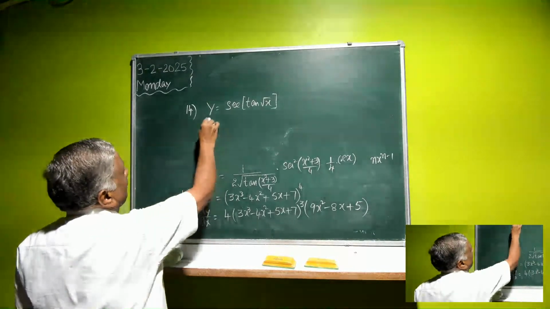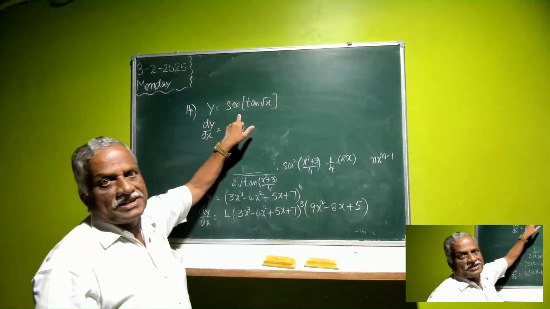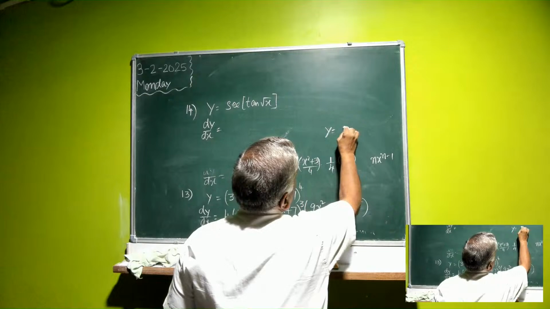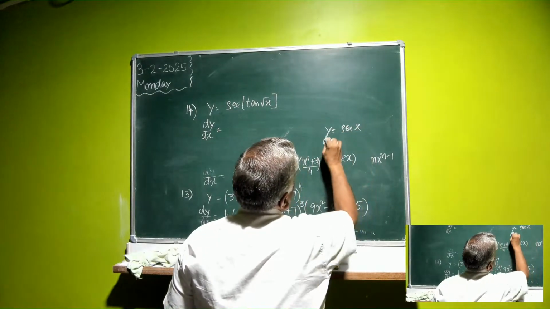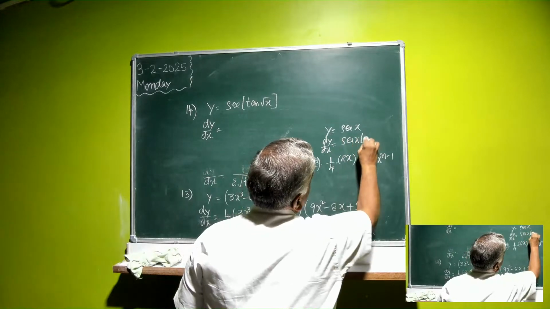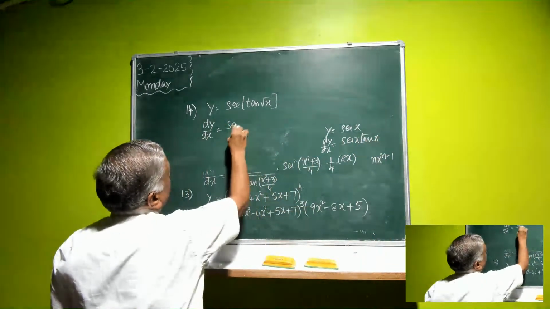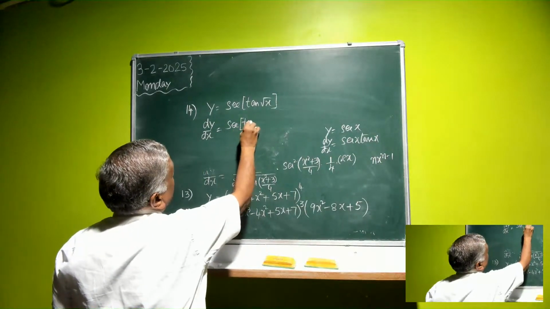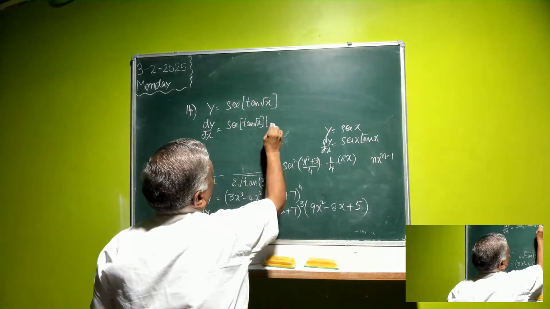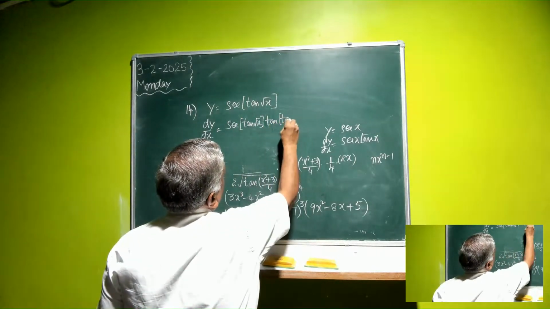Okay? dy by dx is equal to, the first obstacle is secant, so you should differentiate secant. So recall, if y is secant x, dy by dx is secant x tan x. So this is secant, I am not writing x but I am writing whatever is there. Secant tan root x into tan x.